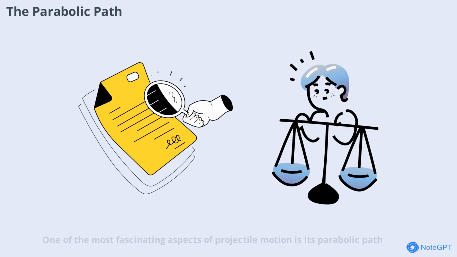One of the most fascinating aspects of projectile motion is its parabolic path. When you throw a ball, it doesn't travel in a straight line but follows a smooth curved arc. This shape is called a parabola, and it's a direct result of the constant horizontal speed and the accelerating vertical motion caused by gravity. Understanding this parabolic trajectory is key to predicting where a projectile will land. Next, we'll look at the equations that describe this path.